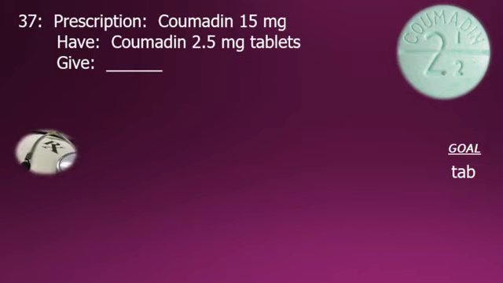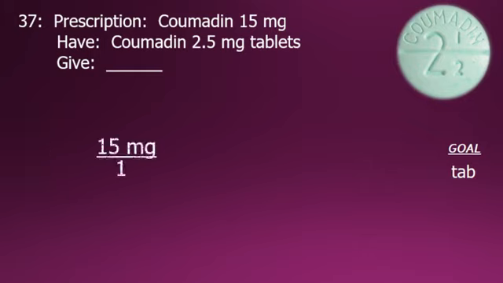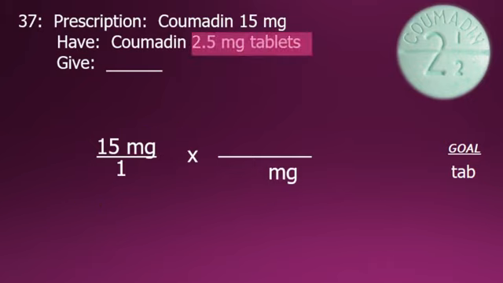To begin the dimensional analysis, we will start with the doctor's orders expressed as a fraction shown here with a denominator of 1. We'll multiply it by a conversion factor fraction that will allow us to cancel out milligrams. To do so, we need to have a milligram unit in the denominator to cancel out our current order, which is in milligram. The problem gives us the relationship between milligrams for this medication and a tablet. 2.5 milligrams is equal to 1 tablet.